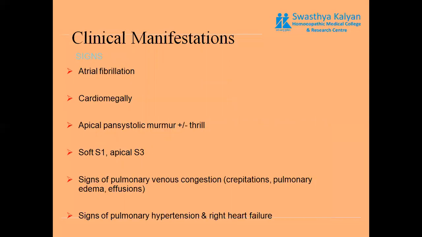Signs: atrial fibrillation, cardiomegaly, where the size of the heart increases, an apical pansystolic murmur with or without a thrill, a soft S1, and an apical S3 sound is heard. Of these, the murmur is the one due to regurgitation, and I've explained why the murmur is present: because of the flow of blood back into the chamber of the left atrium. Signs of pulmonary venous congestion, having crepitations, pulmonary edema, and effusion. Signs of pulmonary hypertension and right heart failure are also seen.